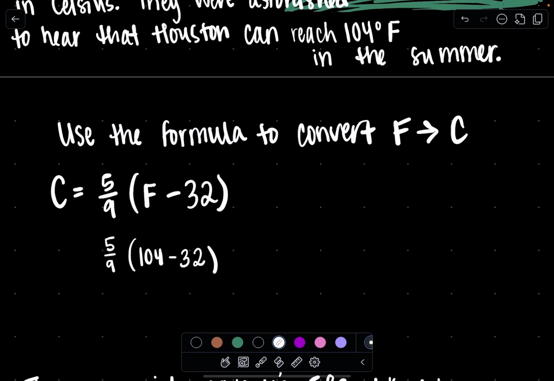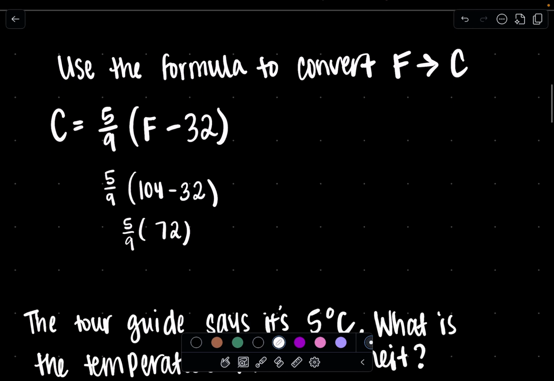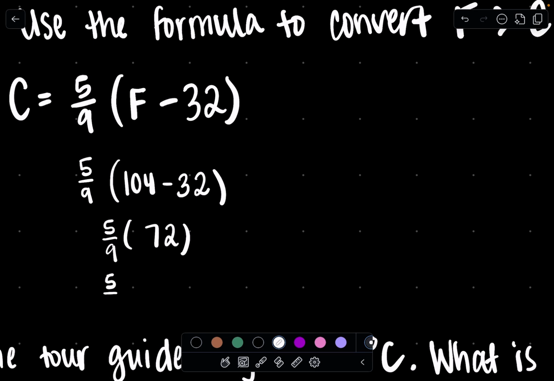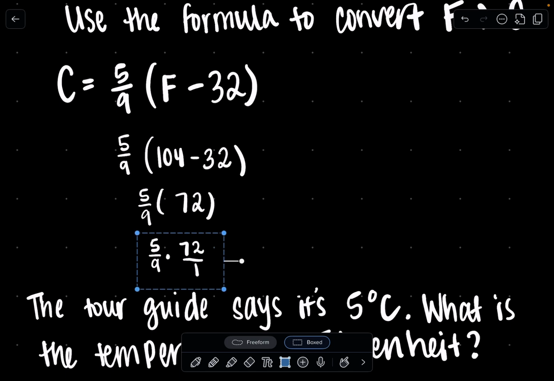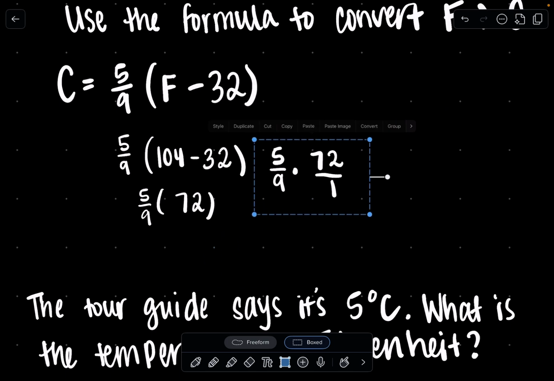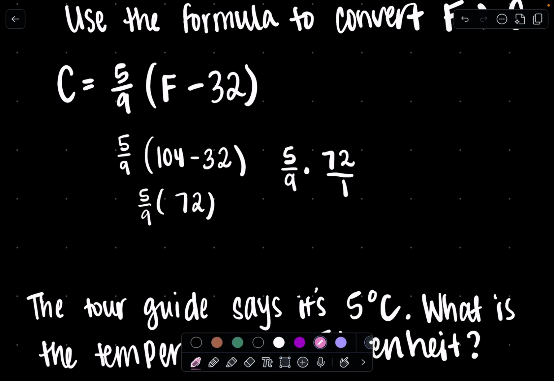Okay, 104 minus 32 is 72. Now I need to figure out what 5/9 is of 72. So I'm going to multiply 5 over 9 times 72 over 1. This is just a neat trick with fractions, but if we recognize a common denominator or a common factor between them, we can simplify. I'm just moving this over here so I have more room. Okay, both 9 and 72 are divisible by 9. So when I cross simplify, I can eliminate that 9.